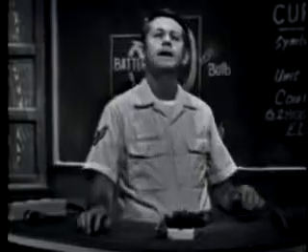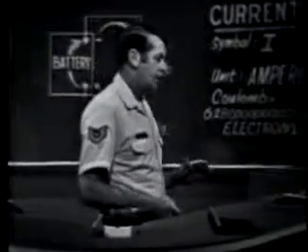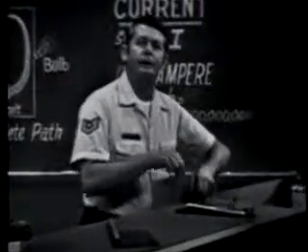Now, let's pursue this idea just a little further. We've already seen that when a bulb is connected to a battery, electrons will flow from the battery through the wire, the bulb, and back to the other side of the battery. In this case, I'm using copper wire. And remember, copper allows electrons to flow because it has a large number of free electrons.